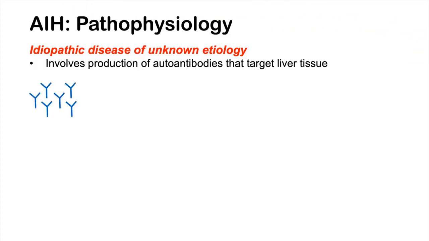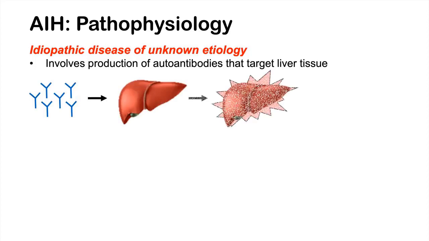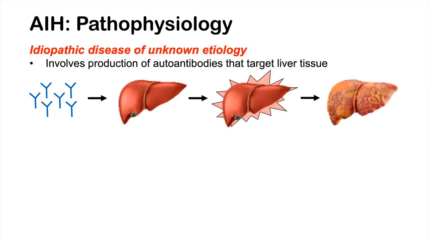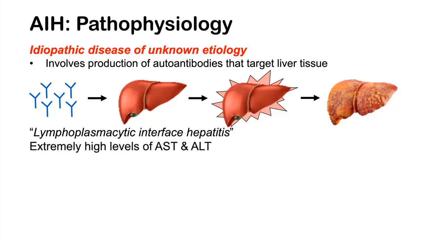It involves production of autoantibodies that target liver cells in the body, also referred to as lymphoplasmacytic interface hepatitis. And in this case, there is always an extremely high level of AST and ALT. AST is a liver enzyme, also known as aspartate transaminase, and alanine transaminase, ALT. In this condition, their value is astronomically high. And here also, the total immunoglobulin G level is also high. At least one or more autoantibodies is present here too.